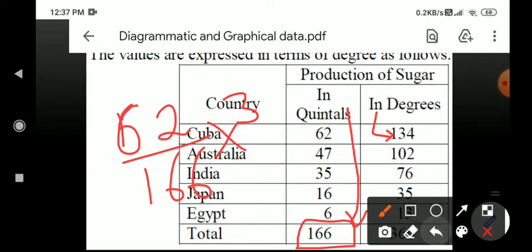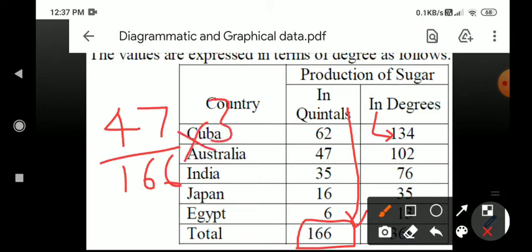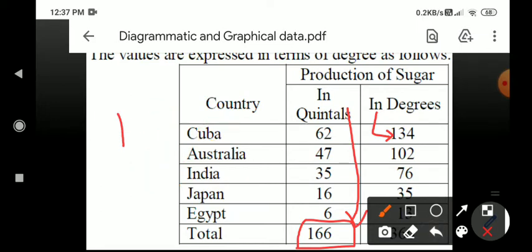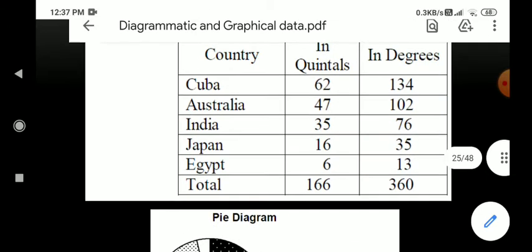After that, next Australia. To find that, again it's easy. It is 47 divided by 166 into 360. So this value you will get, yeah, 102. Similarly you find out for all, and the total of degrees will definitely be 360. So now we know the degrees.